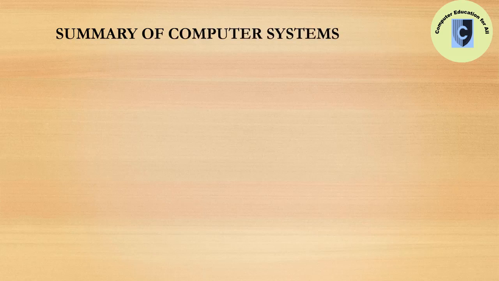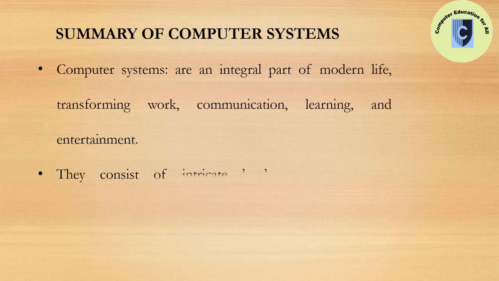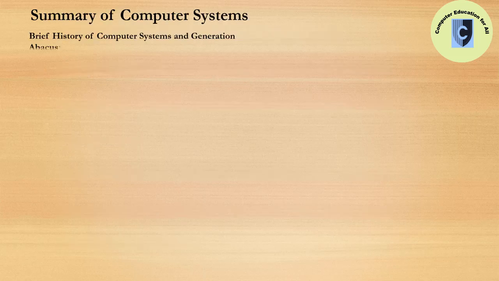Summary of computer systems. Computer systems are an integral part of modern life, transforming work, communication, learning, and entertainment. They consist of intricate hardware and software components that collaborate to process information and accomplish various tasks.